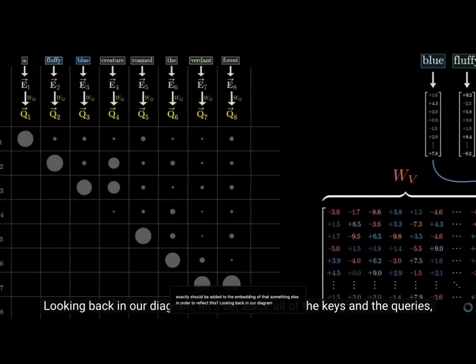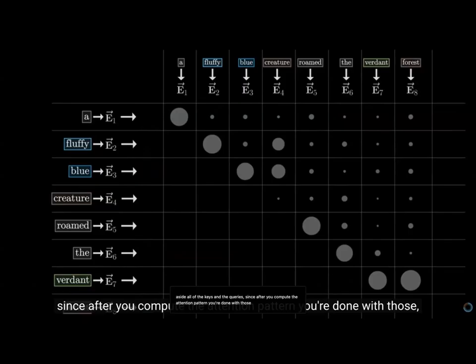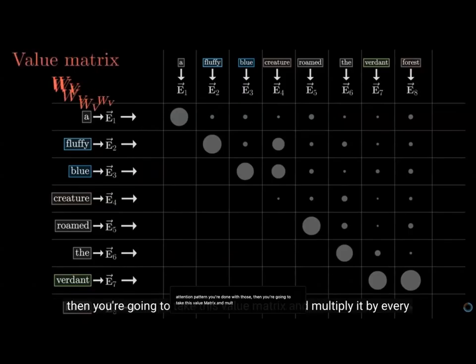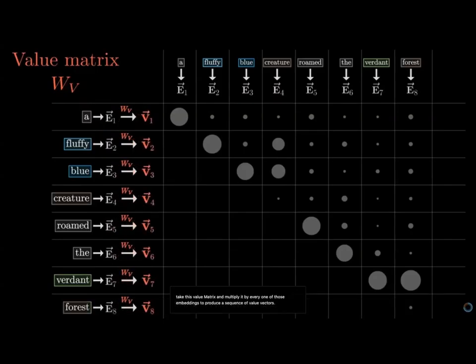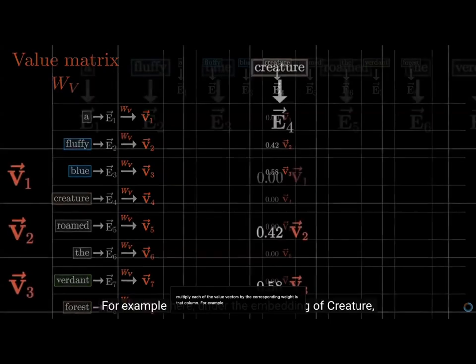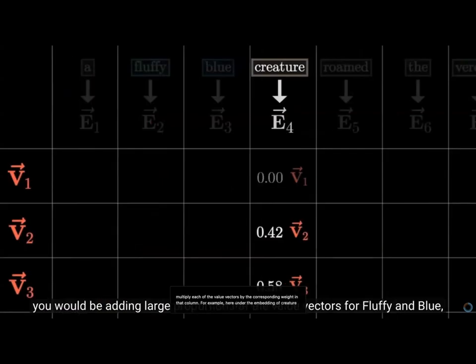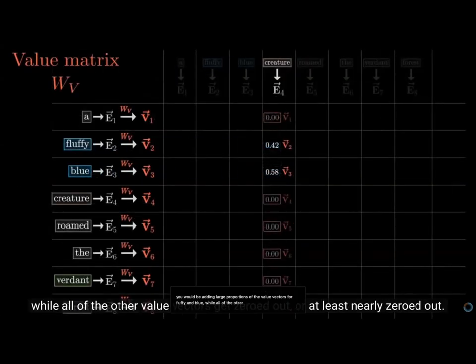Looking back in our diagram, let's set aside all of the keys and the queries, since after you compute the attention pattern, you're done with those. Then you're going to take this value matrix and multiply it by every one of those embeddings to produce a sequence of value vectors. You might think of these value vectors as being kind of associated with the corresponding keys. For each column in this diagram, you multiply each of the value vectors by the corresponding weight in that column. For example, here, under the embedding of creature, you would be adding large proportions of the value vectors for fluffy and blue, while all of the other value vectors get zeroed out, or at least nearly zeroed out.